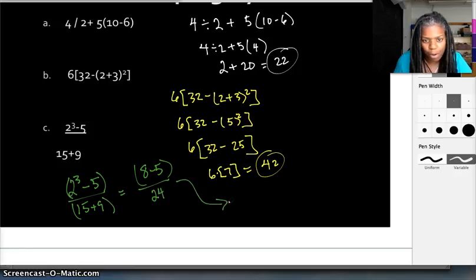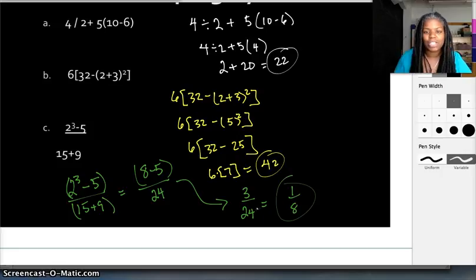I'm going to work my way over here. I'm going to simplify that. 8 minus 5 is going to give me 3 over 24. This is reducible, and so I get 1 over 8. So my final answer is 1 over 8.